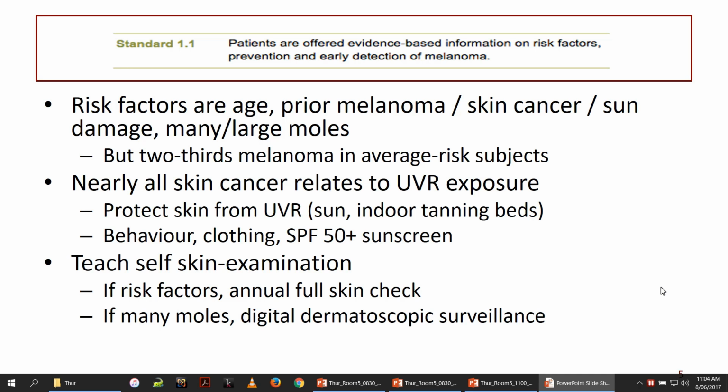Now, nearly all skin cancer is due to UV exposure, so we need to educate our patients in regard to protecting their skin from UV, whatever age they are. And this is mainly by behaviour and clothing with sunscreens as a secondary support. And we need to teach our patients self-skin examination. We're aware that 50% of melanomas are detected by the patient or a significant other. What we also know is melanomas detected by health professionals are thinner and have a better prognosis than those found by the patient.